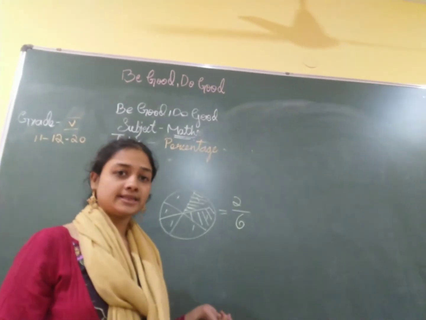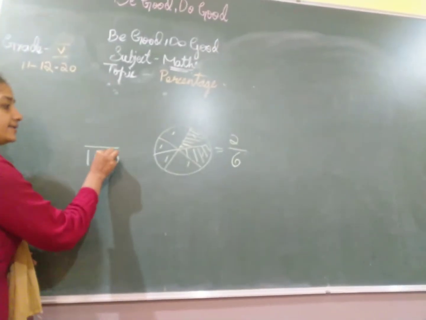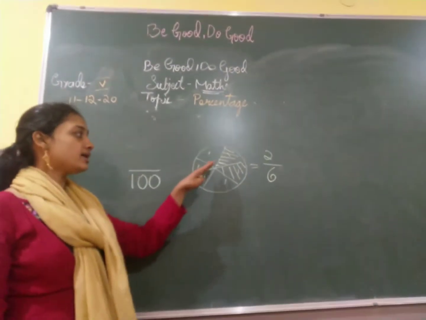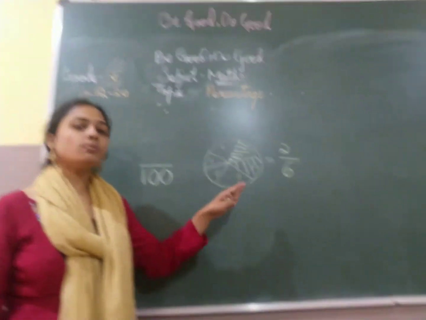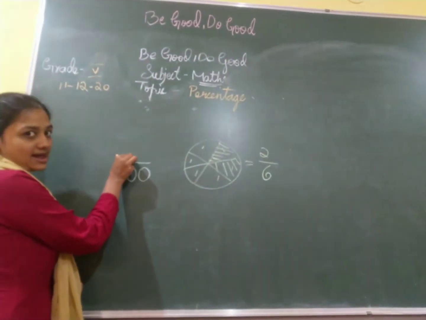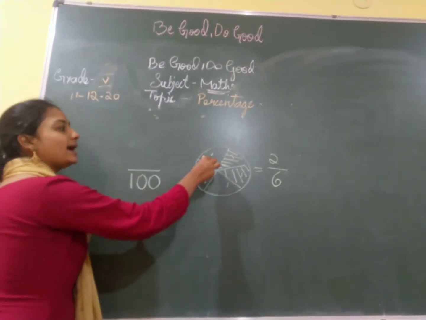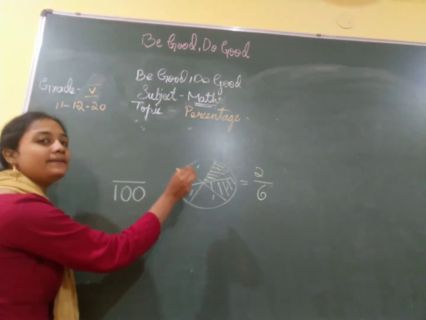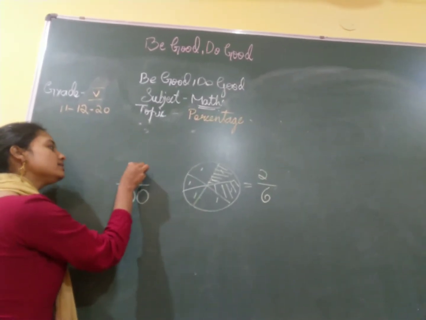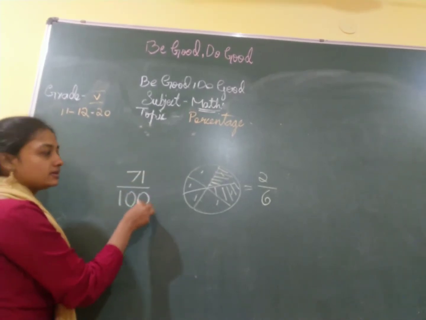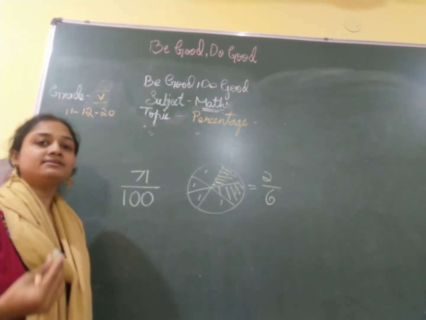Similarly, percentage is nothing but we are taking the whole part of 100. Means if we are dividing this circle into 100 and shading few parts and representing in fractions, that is percentage. So, think I have divided this circle into 100 pieces. In that, I am shading 71 pieces. Then, 71 by 100 is percentage.